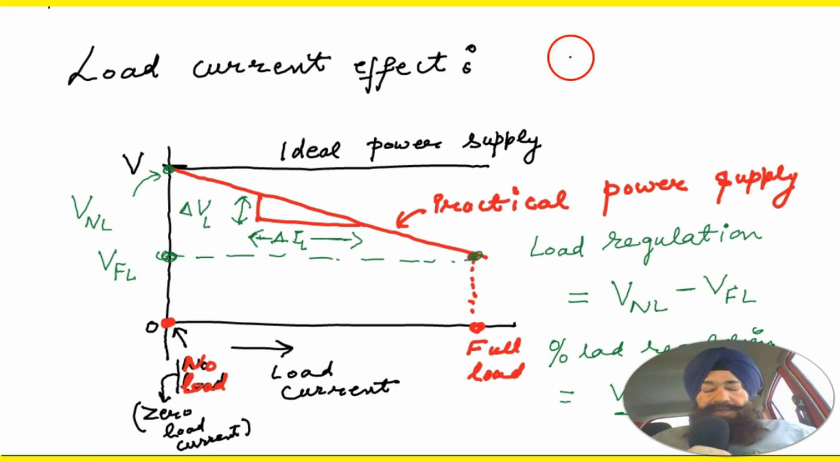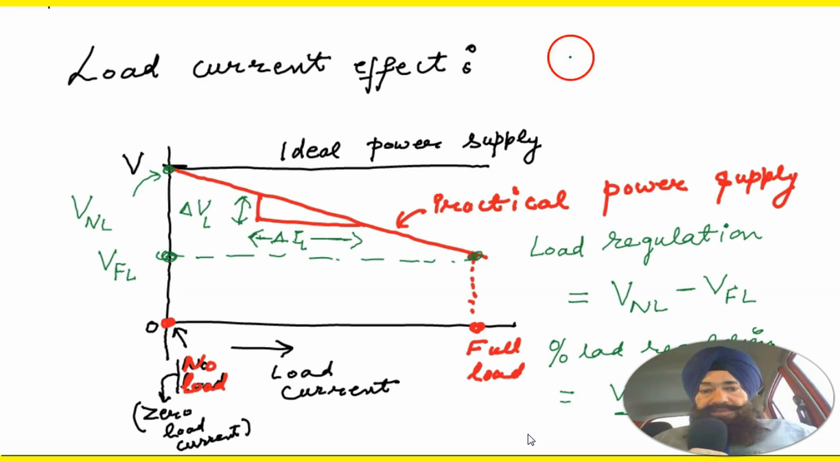Full load means the load, the appliances, which draw maximum current. That is VFL. VNL means there is no load attached. It's not drawing any current. There is no load current. That difference divided by the VFL, where VFL means with full load, multiplied by 100, becomes the percentage load regulation.